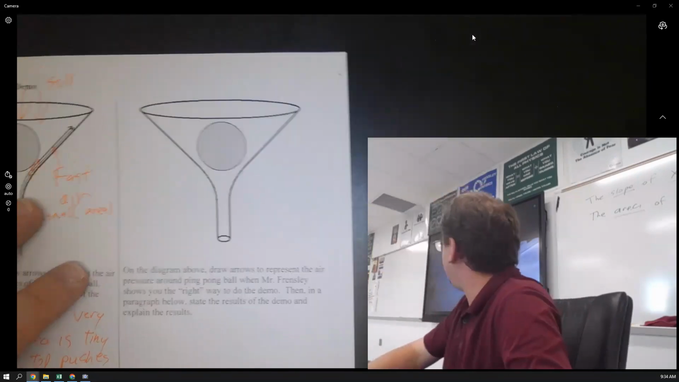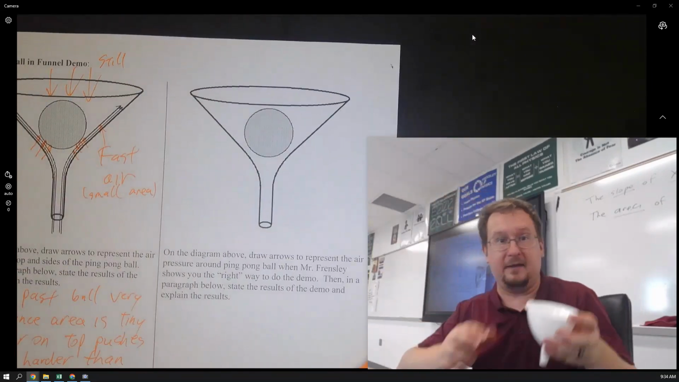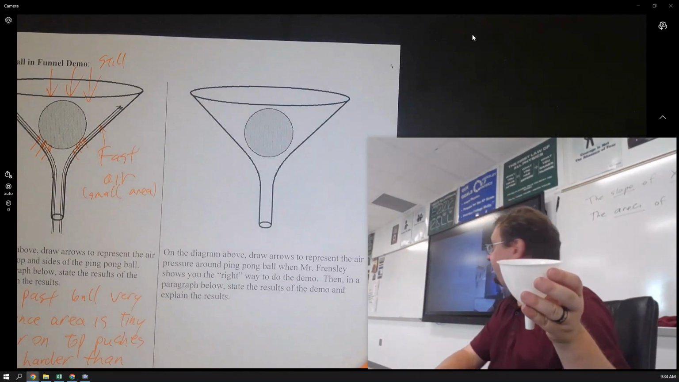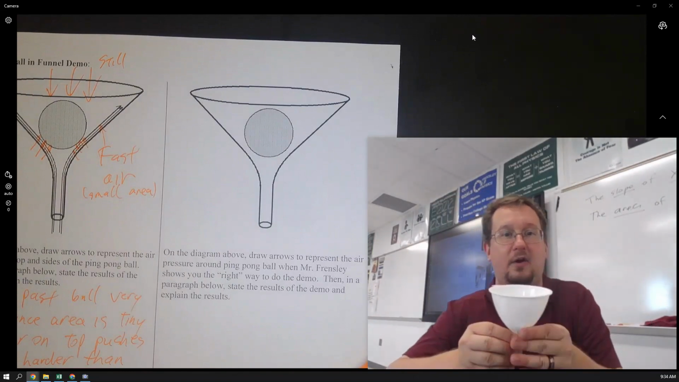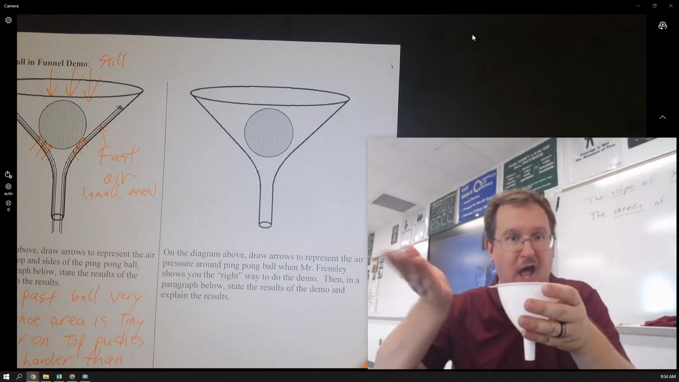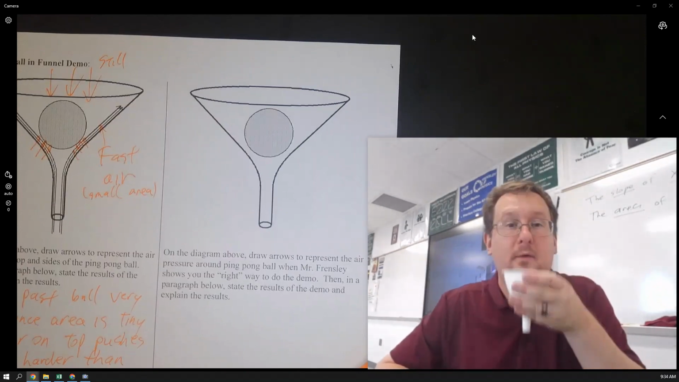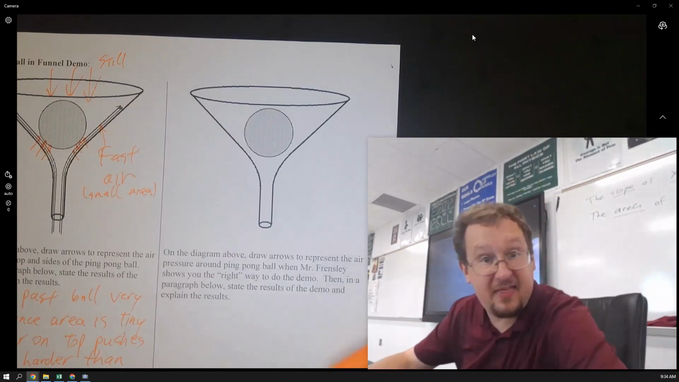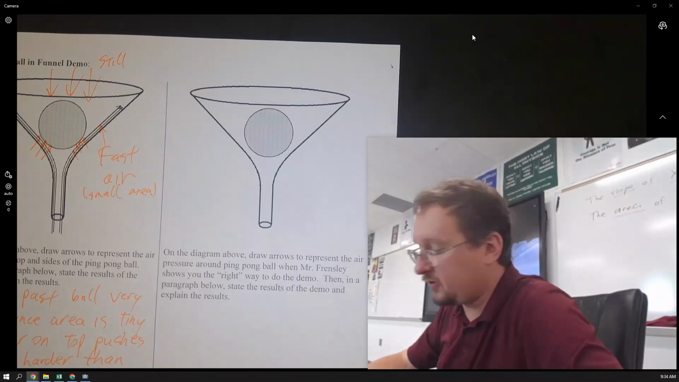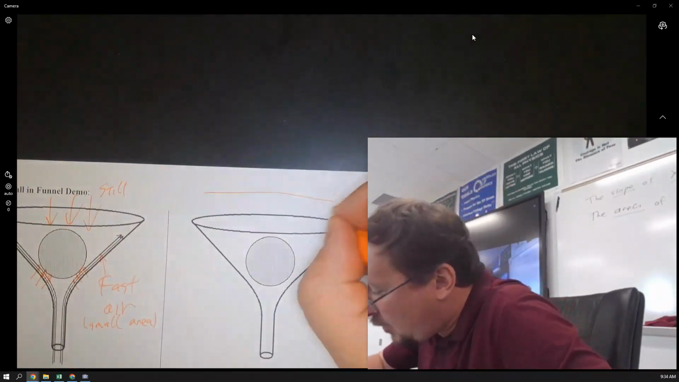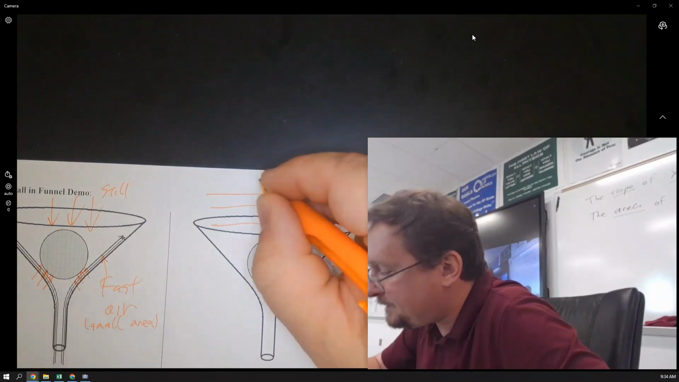So what's the right answer? Okay, here it is. I told you have to keep the funnel horizontal. So how do you blow and get the ball up? That's how you do it. Did you see that? Because I ain't doing it again. I have to go get the ball rolled across my classroom. You blow across the top.